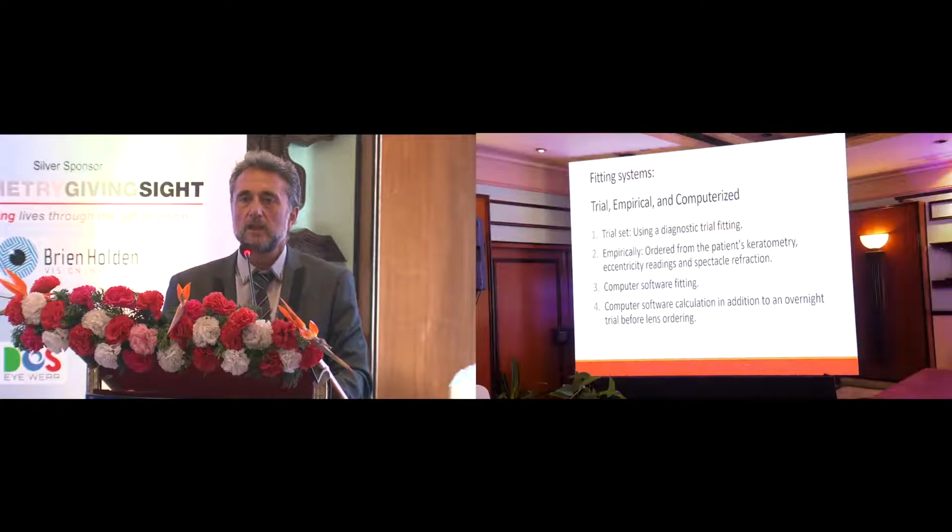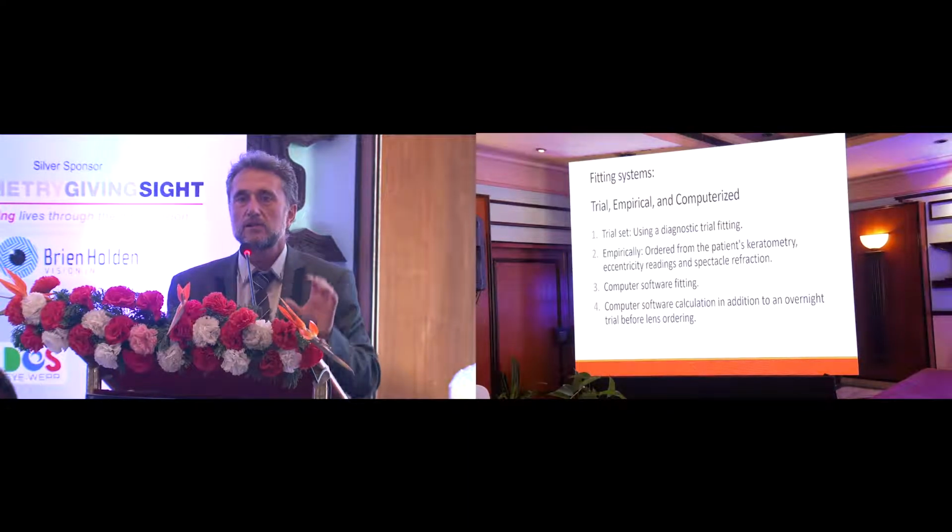the power on the cornea that changes the peripheral refraction, pulling it in front of the retina. That is the signal that, in theory, slows down myopia. In theory, yeah. So we have several systems for fitting that kind of lens. One is empirical. That's what we will do today in a workshop later.